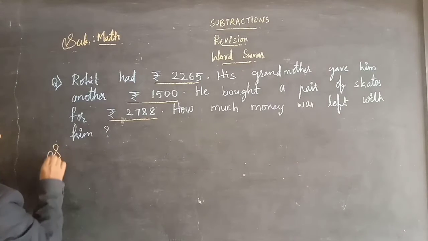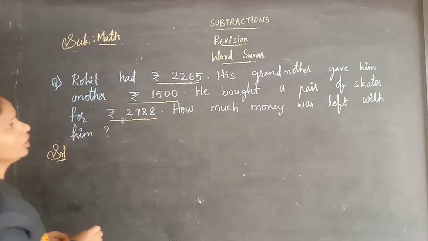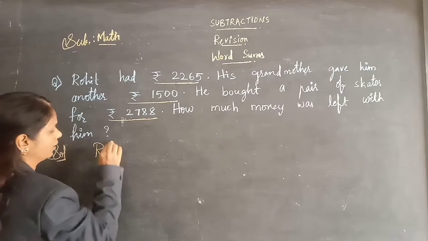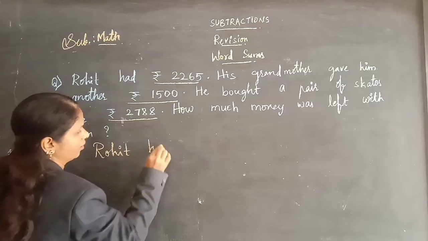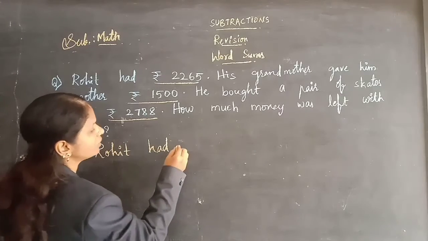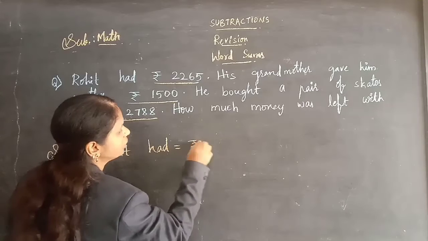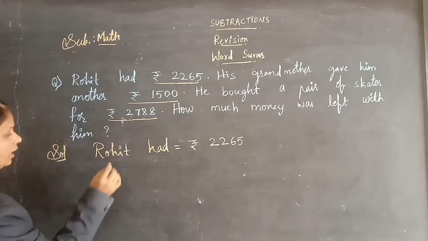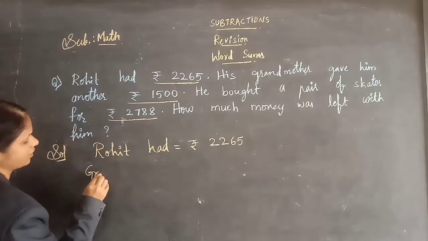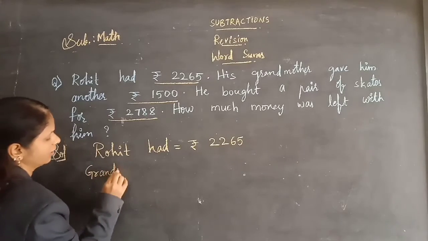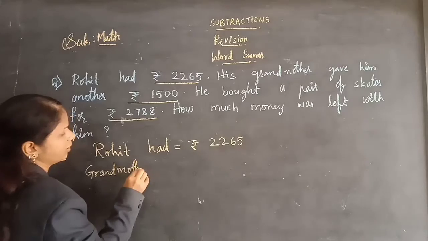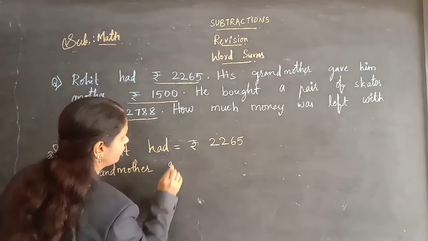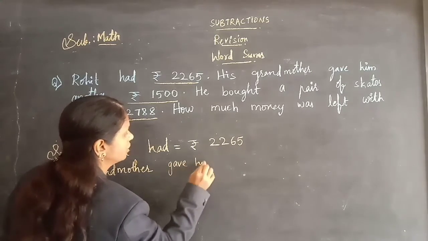See here, I will give you the solution stepwise. Rohit had how much amount here first? 2,265 rupees. Okay. The grandmother gave him how much amount?